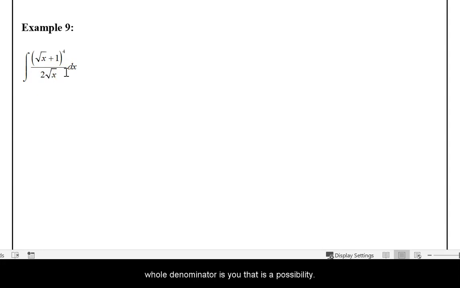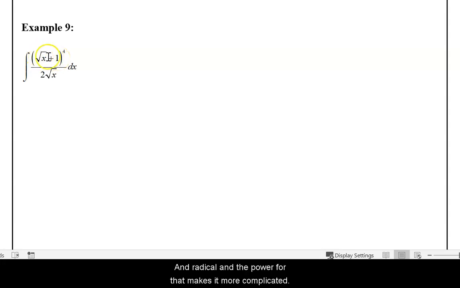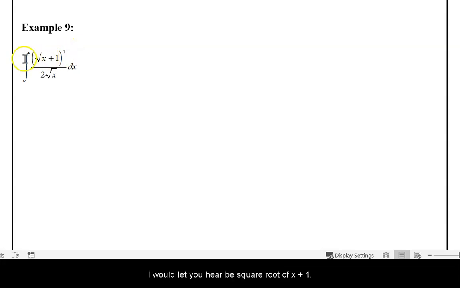That is a possibility. But in this case, in comparing the numerator and denominator, the numerator is more complicated. It has 2 terms added together, and a radical, and the power 4. That makes it more complicated. The last thing that would be done in the numerator is the 4th power. Inside of the 4th power is the square root of x plus 1. In this case, I would go with the numerator over the denominator, but only because it's being raised to a power and is more complicated. I would let u here be square root of x plus 1.